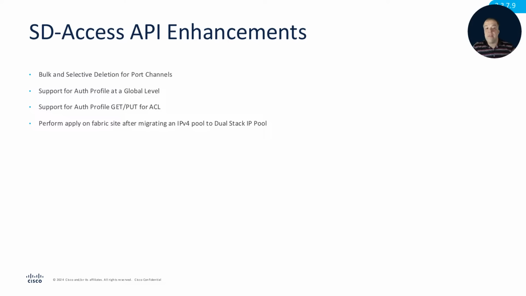So again, a new 2379 feature. We've introduced some API enhancements. We've added support for bulk and selective deletion of port channels, streamlining your network configuration management. You can now configure the authentication profiles at a global level for simplified policy enforcement. And the API now supports GET and PUT for authentication profiles, specifically in relation to the access control list. This release also enables the application of configuration changes to the Fabric site after migrating an IPv4 pool to a dual stack IP pool, which we hope will ensure a smoother transition.